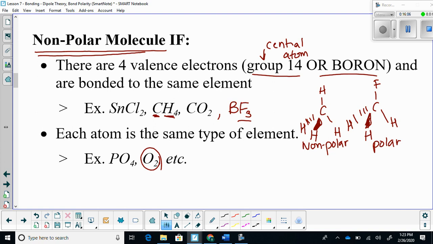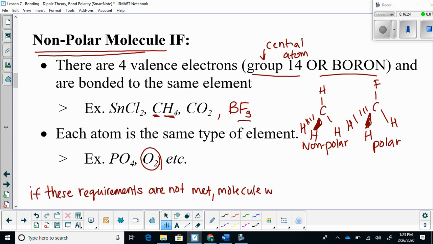Okay, so these are the two requirements. If these requirements are not met, the molecule will be considered polar. So this is kind of like an if statement. If it meets these requirements, it is nonpolar. If it does not, then it is considered polar. A very black and white line that I'm setting right now. But I will show you what's happening behind the scenes after this.